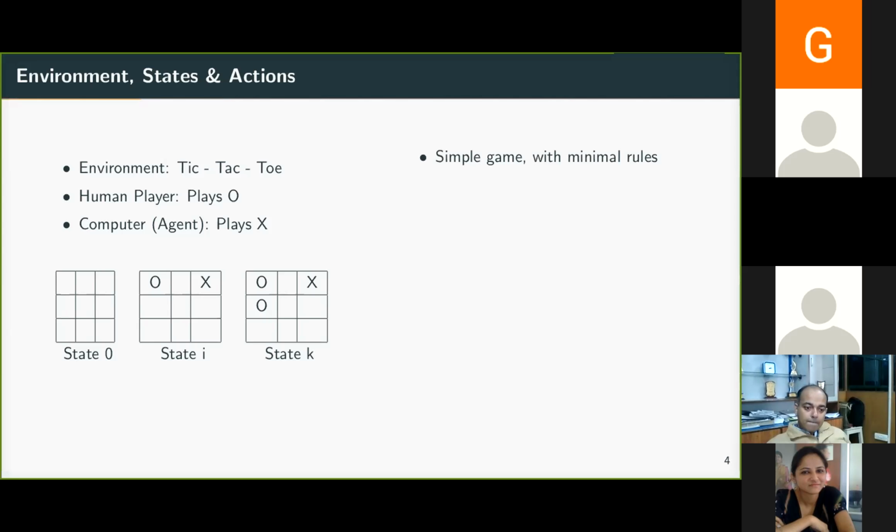Actions are what the computer player will do. We will see what the different types of actions are that are possible in the case of tic-tac-toe. But why did we choose tic-tac-toe? Primarily because it is a simple game with minimal rules.